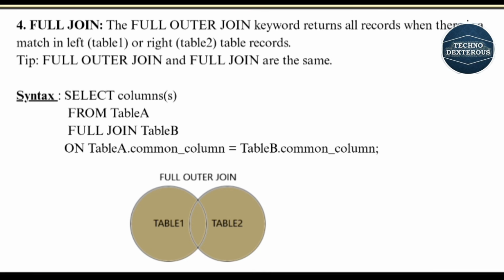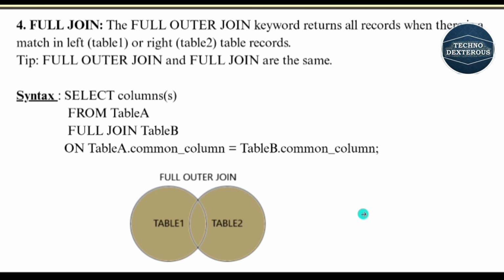Last is full join. What is full join? Full join returns all the rows from both tables, with null where no match exists. It is a combination of left plus right join. It is best when you want the full picture even if some records don't match.